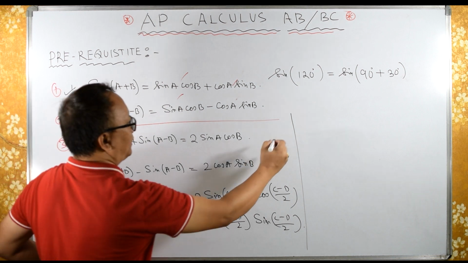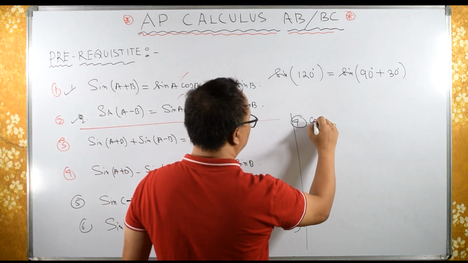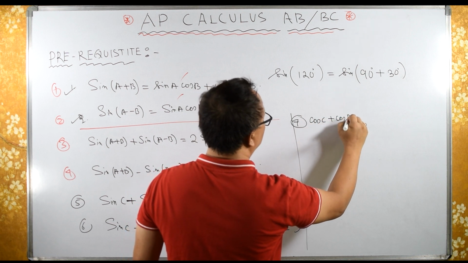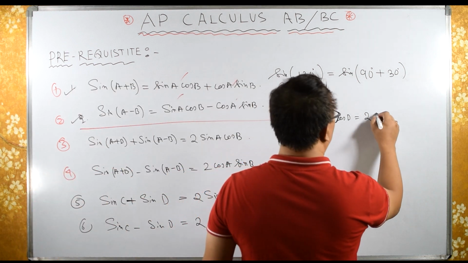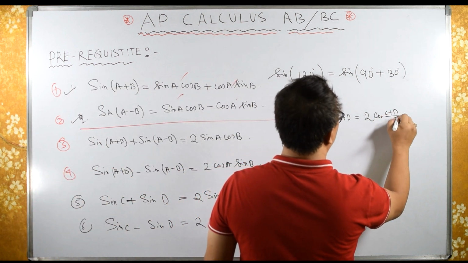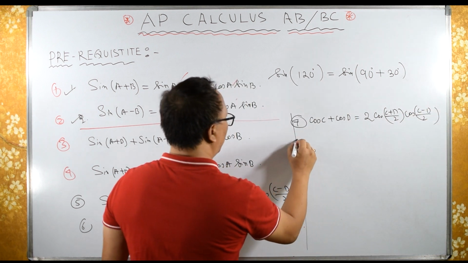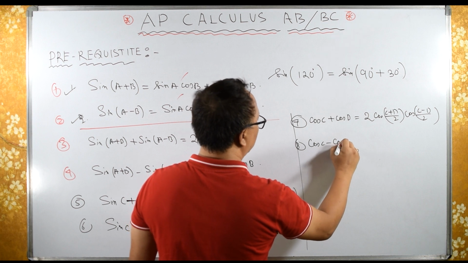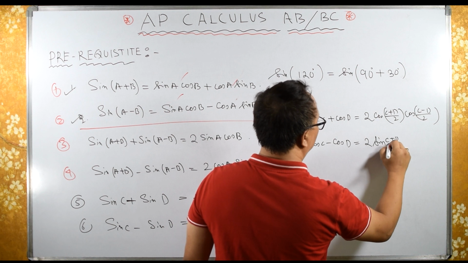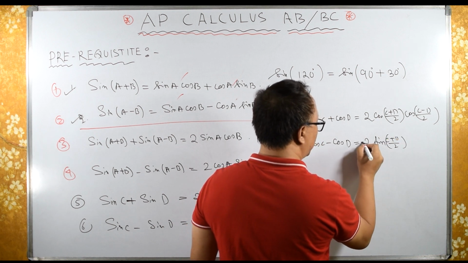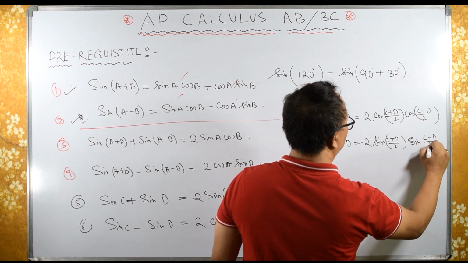Now what about cos? If it is cos C plus cos D, let's see what comes. Cos C plus cos D equals twice, and if it is cos, then whole cos comes: cos of (C plus D) upon 2 times cos of (C minus D) upon 2. And then what about minus? Cos C minus cos D equals twice, it will be sine: sine of (C plus D) upon 2 minus sine of (C minus D) upon 2.